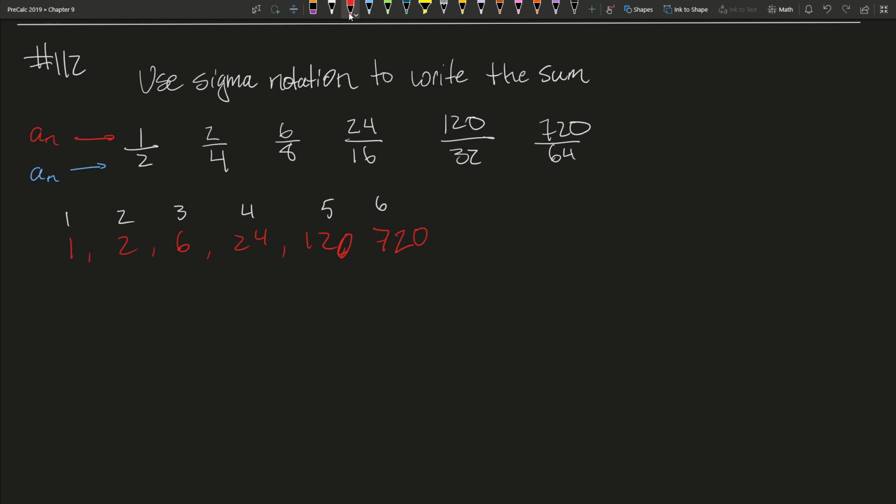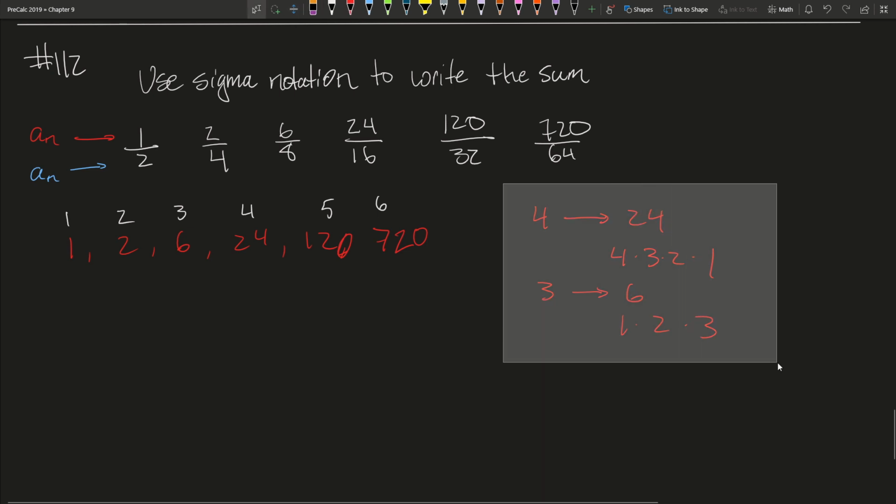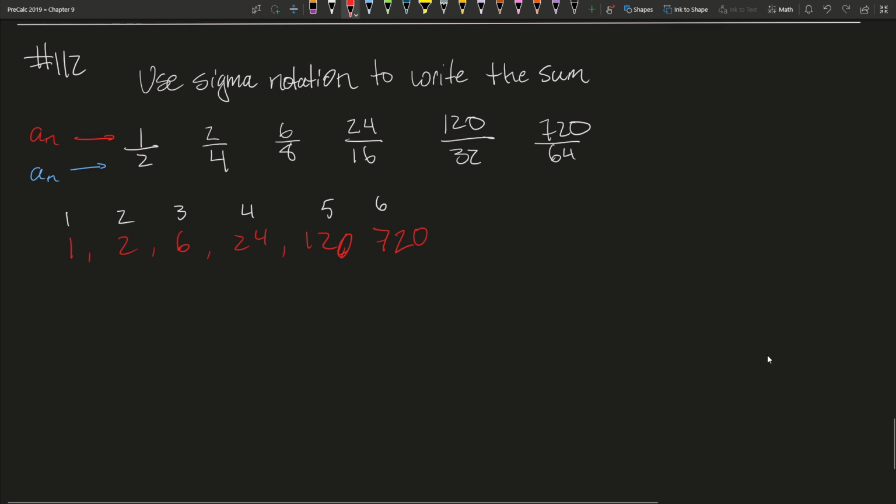For example, to get from 4 to 24, that's 4 times 3 times 2 times 1, right? To get from 3 to 6, that's 1 times 2 times 3. 5 to 120, that's 1 times 2 times 3 times 4 times 5. Okay, so this red part is following a factorial rule. So a_n for the top, for the numerator, it's just n factorial.